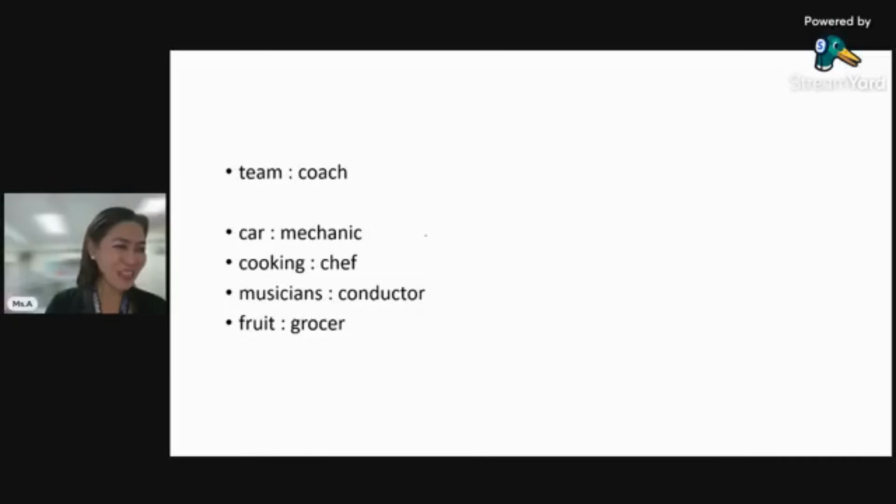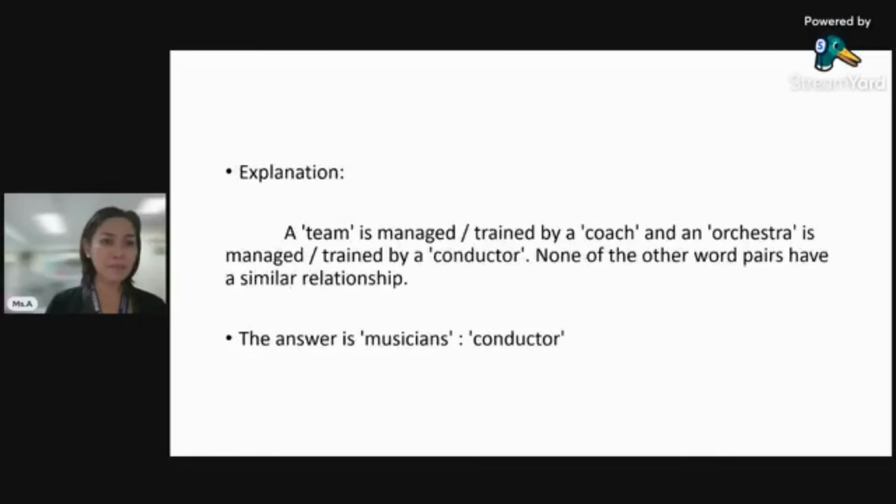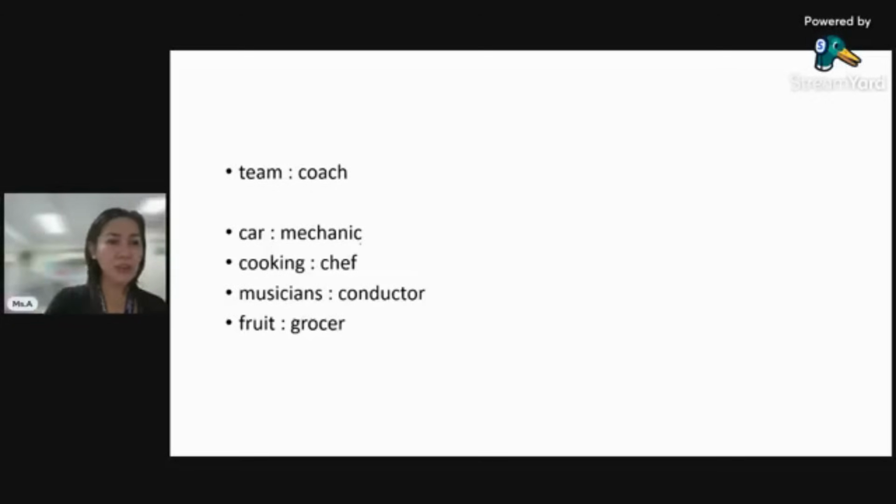Letter C, musicians, conductor. Okay, nagkatama din. Okay, bakit po? So, as for the team, team is being managed by a coach, no? Or trained by a coach. Wherein the orchestra is being managed or trained by the conductor. So, yung pong similar relationship to the other words, wala po doon.